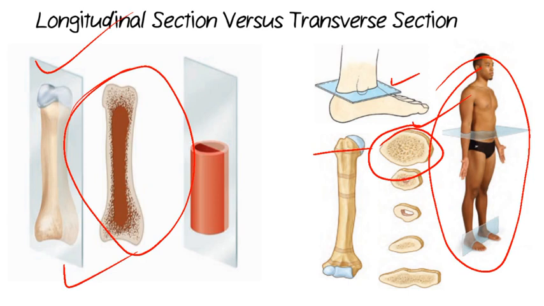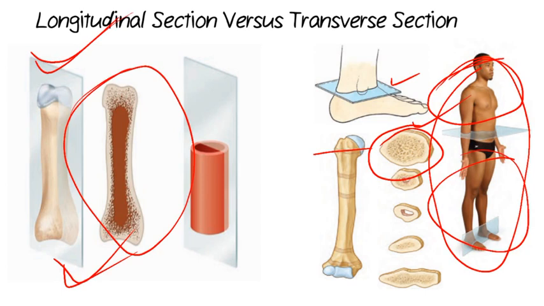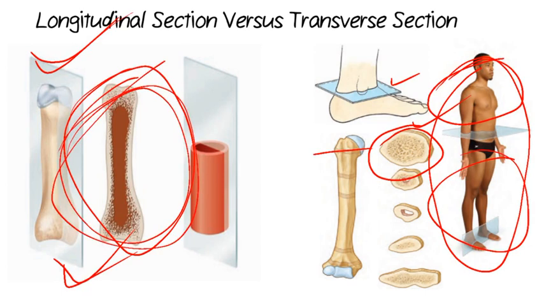To recap, to get a longitudinal section of a particular structure, you are sectioning that structure from top to bottom. While in a transverse section, you are sectioning the structure from left to right. In this case, you are going to get an upper portion and a lower portion. In this case, you are going to get a left portion and also a right portion.